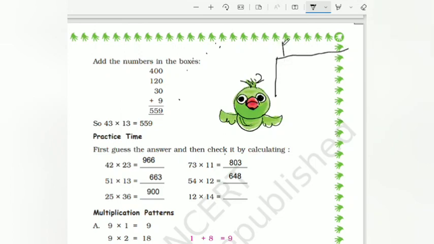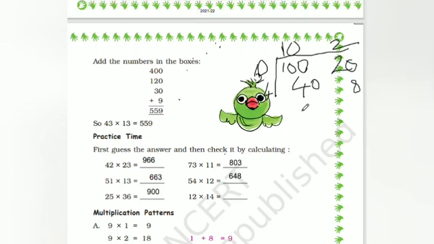12 can be written as 10 and 2. 14 can be written as 10 and 4. So 10 multiplied by 10, that is 100. 10 multiplied by 2, 20. 4 multiplied by 10, 40. 4 multiplied by 2, 8.